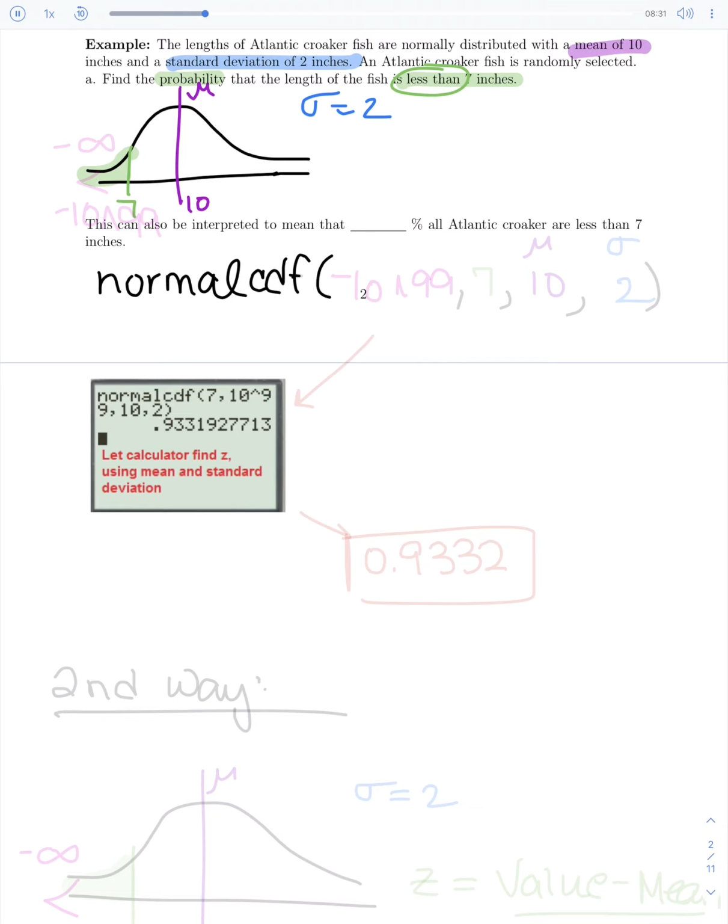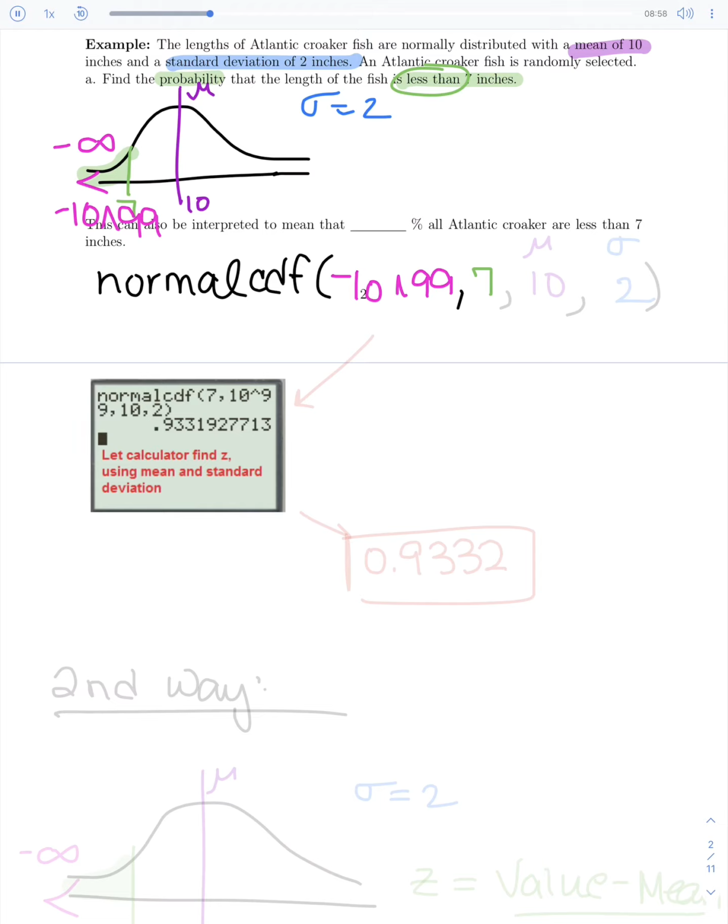we need our start value first, which, remember, our graph goes on forever to the left towards negative infinity. Whenever it does that, remember we use negative 10 to the 99th as our starting value because there's no way to use infinity on our calculator, whether it's positive or negative. And then our probability or area we want to stop at the value 7.